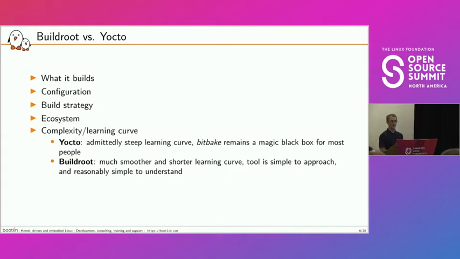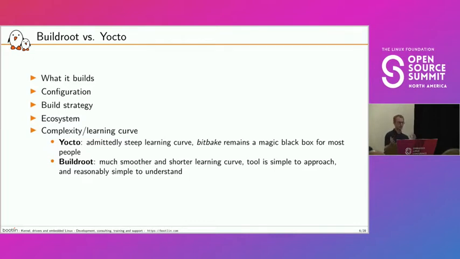Complexity and learning curve is also another big difference. Open Embedded has a somewhat steep learning curve. The tool that orchestrates the build, Bitbake, remains a magic black box for a number of people. It's kind of harder to get into what really is happening. Buildroot has a much smoother and shorter learning curve. The tool is simpler to approach and reasonably simple to understand, but has its own limits, as I've shown earlier.